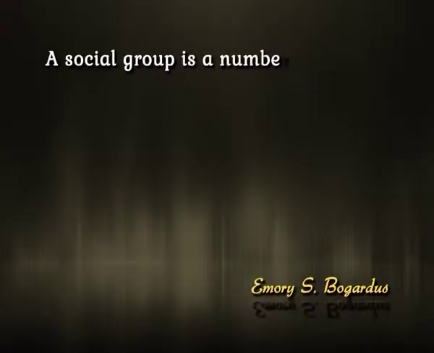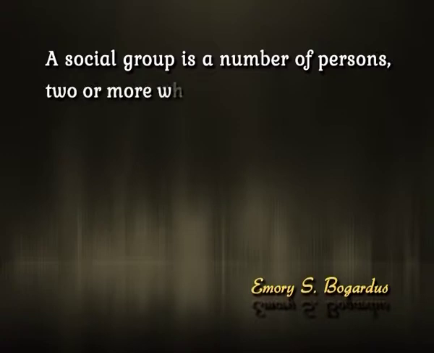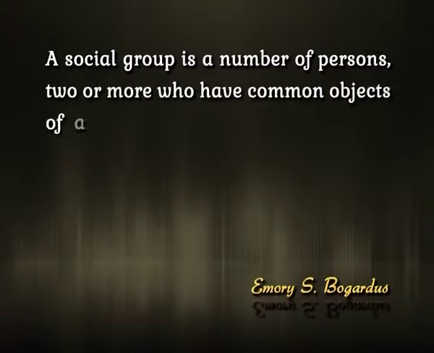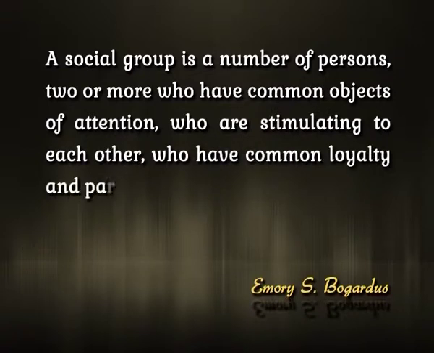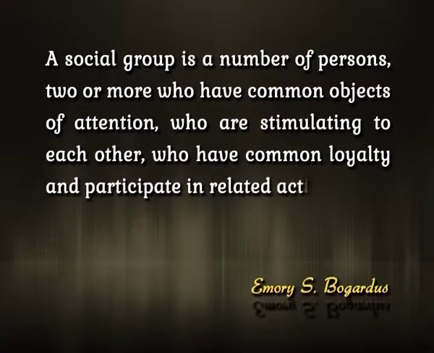Similarly, Emory S. Bogardus in Sociology states that a social group is a number of persons, two or more, who have common objects of attention, who are stimulating to each other, who have common loyalty and participate in related activities, are called a group.